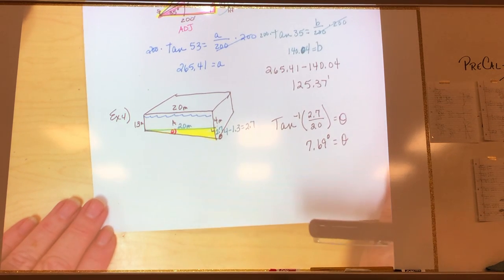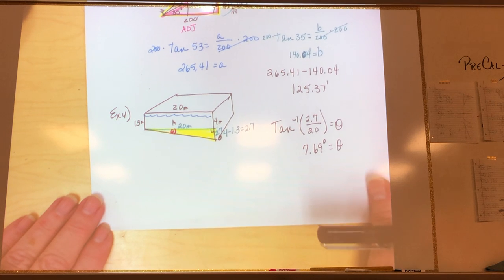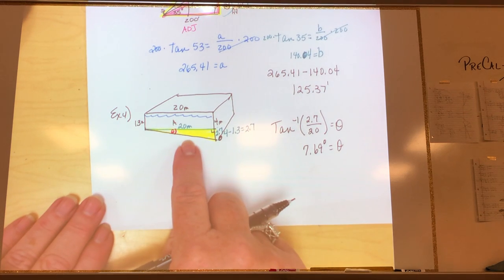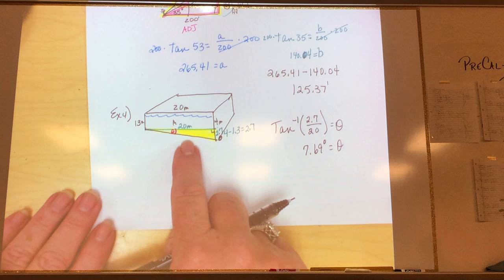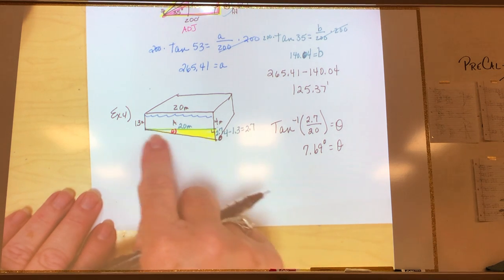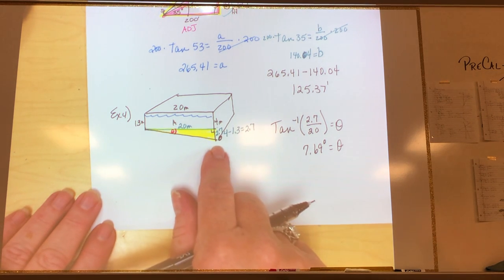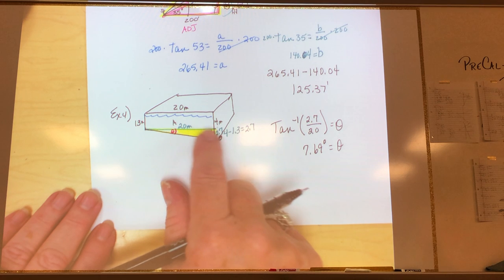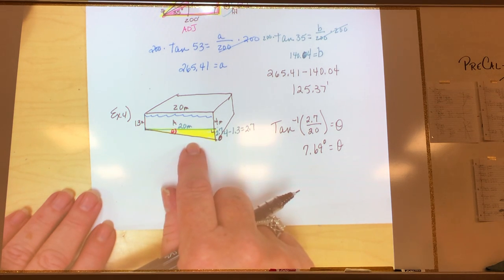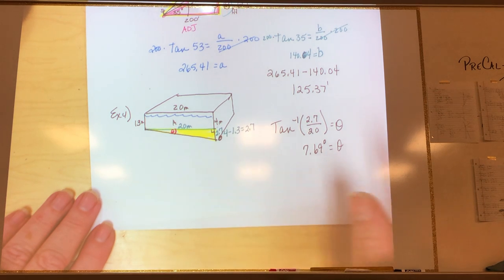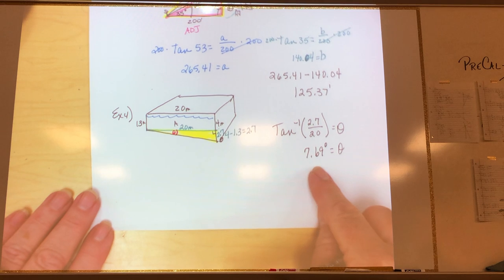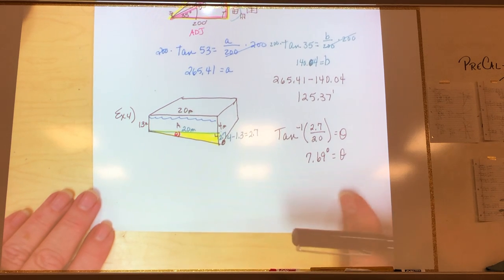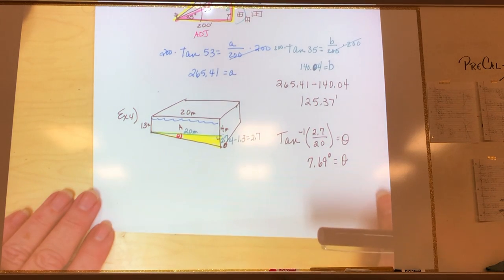Wait, so if we were to find that side right here, would we do opposite over hypotenuse? If I was looking for this side right here, I would do a squared plus b squared equals c squared. I would do the Pythagorean theorem. That way you don't have to use anything that you found. Although you could use this angle if you wanted to, you risk maybe making a mistake. Okay? All right, anybody else got a question?